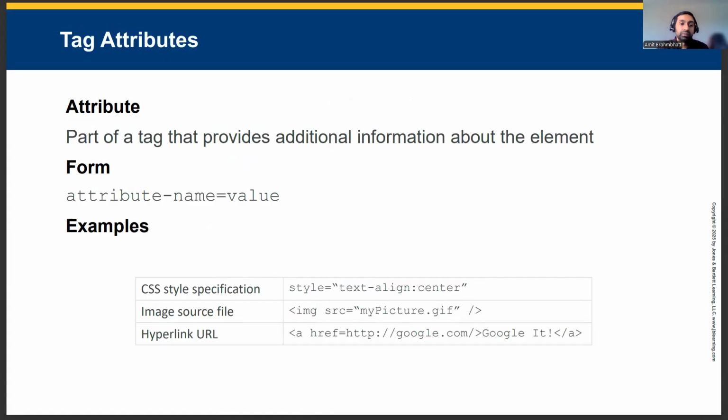Tag attributes. Attributes give tags additional information like styling rules, image sources, or hyperlinks. An image tag may include src equals to specify an image file, while a link tag uses href to identify a URL. Attributes make HTML more powerful and flexible.